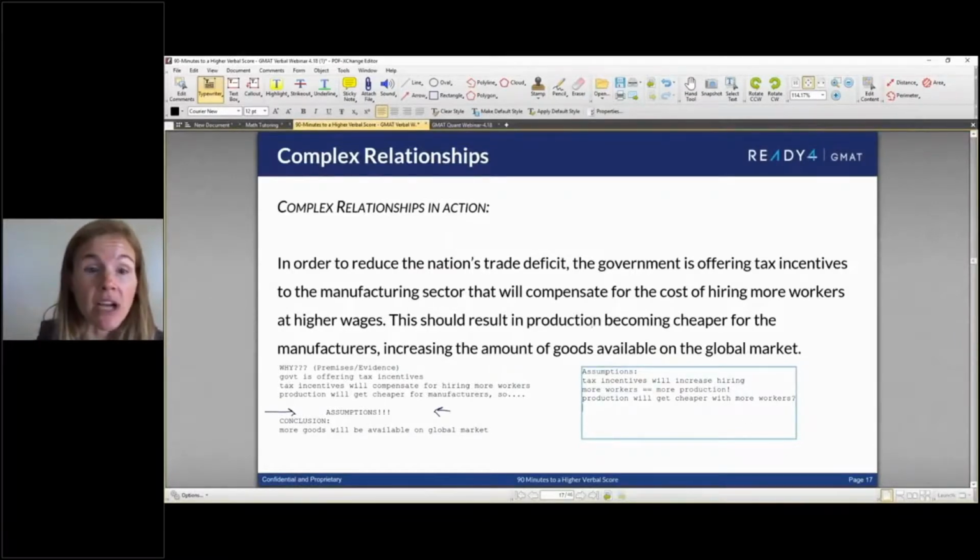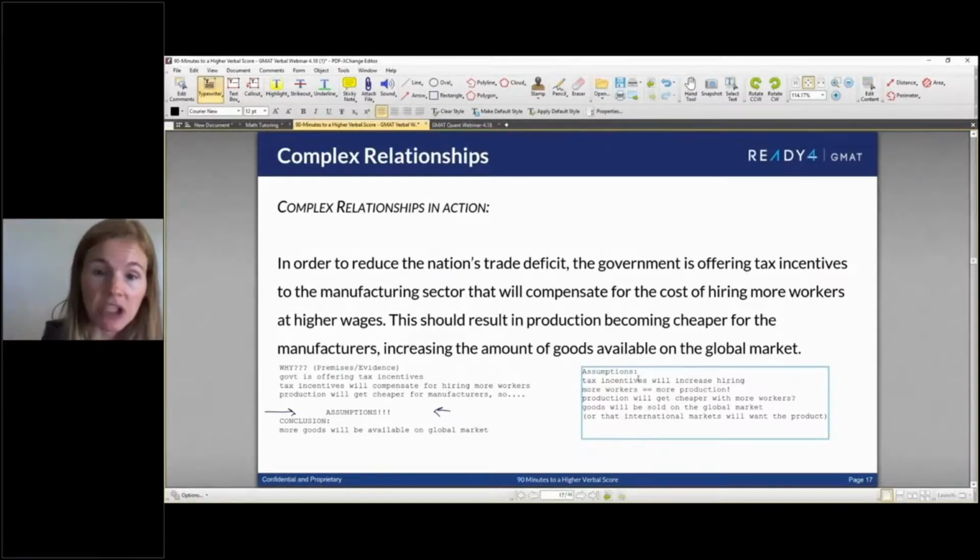Then we get into this bit about production becoming cheaper for manufacturers, increasing the amount of goods available in the global market. Well, we're also assuming that the goods will be sold on the global market. That could be a question of supply or demand, or that the international markets will want the product. So there are all kinds of assumptions being made here, and your job on the GMAT is to identify the weaknesses in the argument. What could the author be jumping to as a conclusion? This is the jump to a conclusion. Your job is to find the holes.